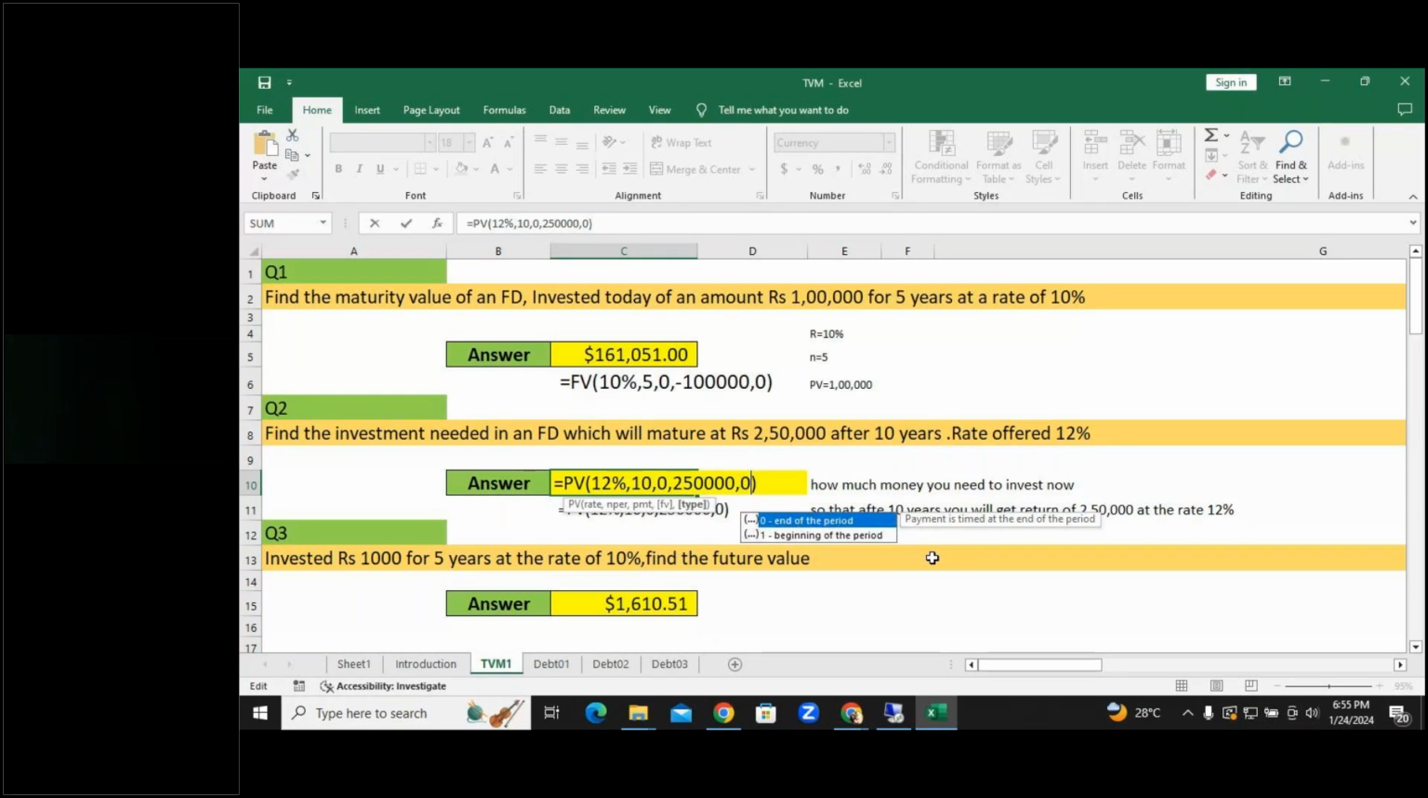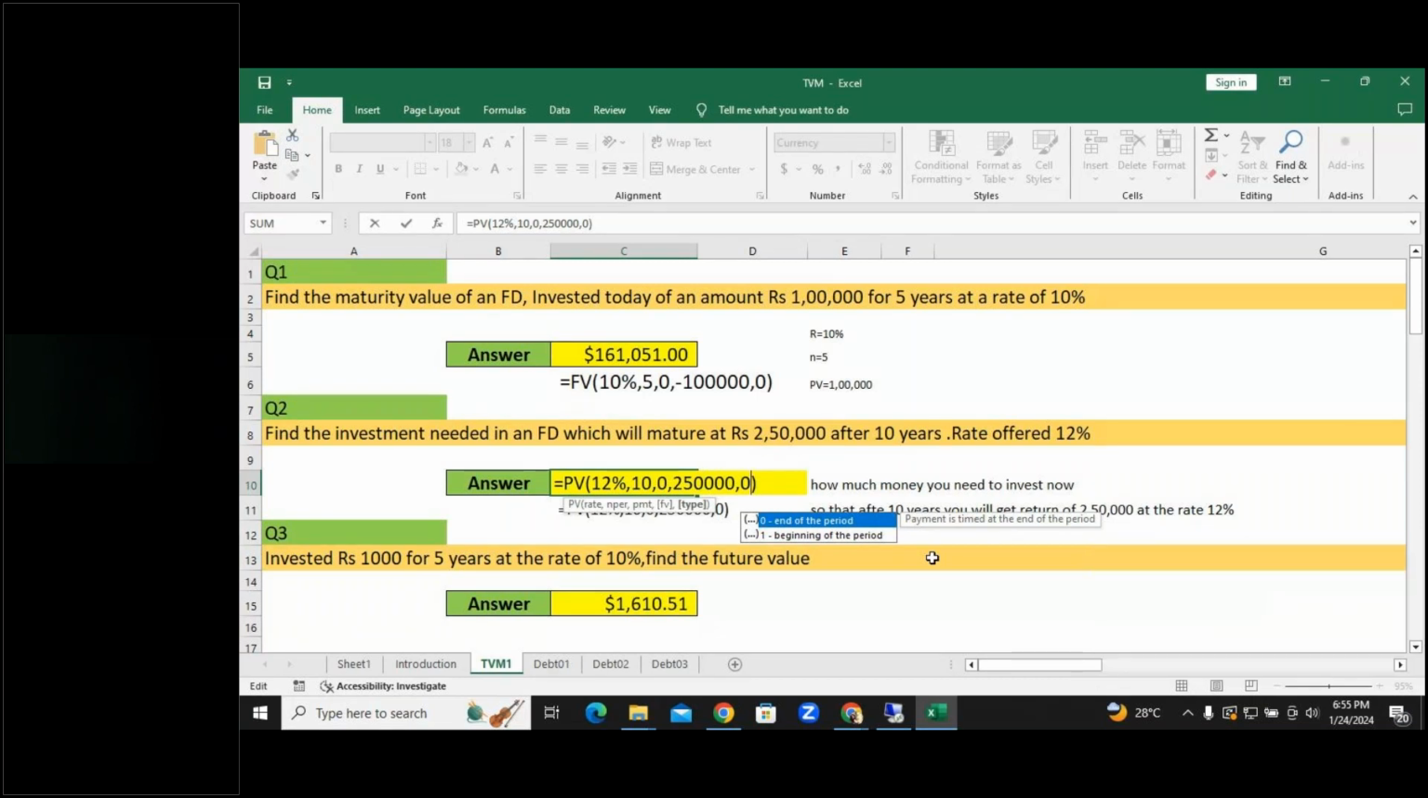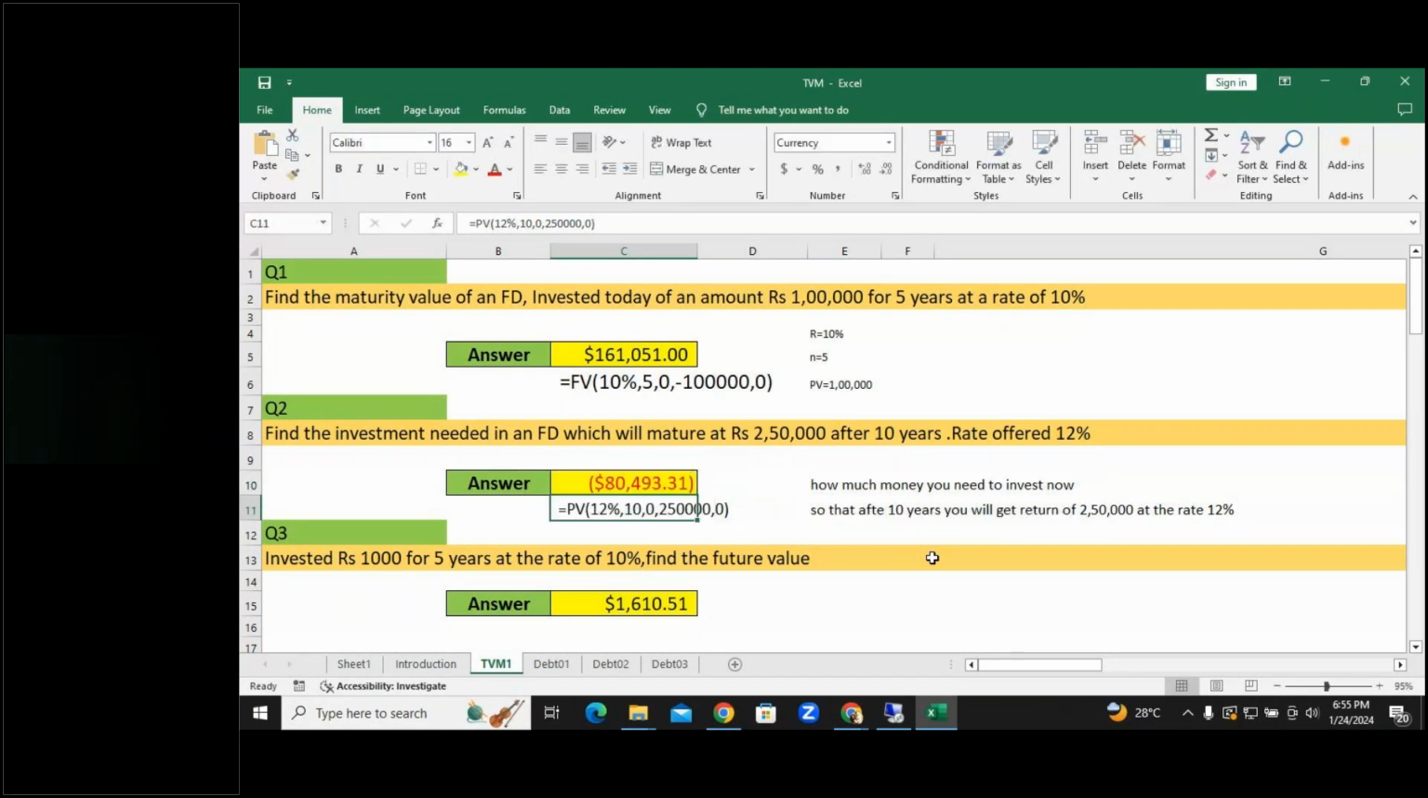Beginning of the period means at the beginning only. How can I tell without knowing how many years I'm going to put the money for FD? Without knowing that, how can we put it for beginning of the period? So usually when the calculation is being done, we have to take it for end of the period. Means it has to be considered for the entire period and then the calculation will be completed. Okay, thank you, ma'am.